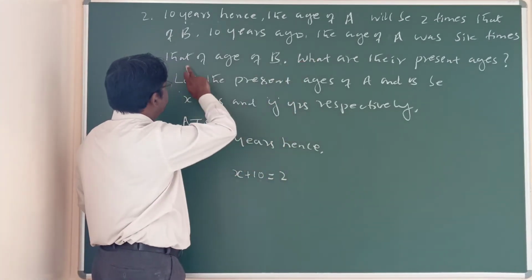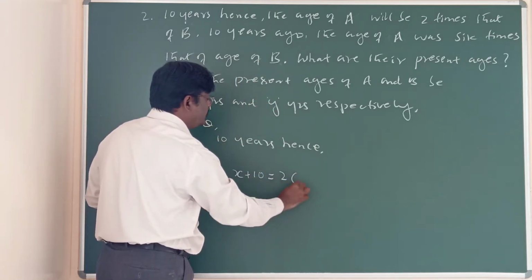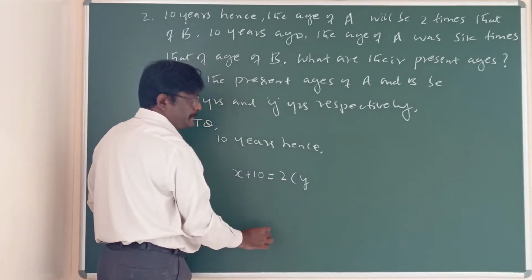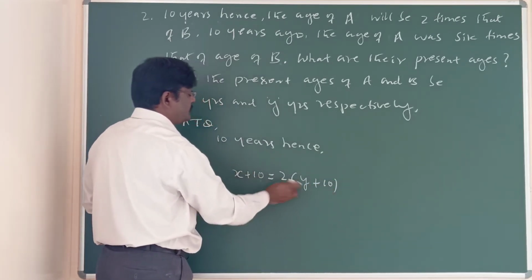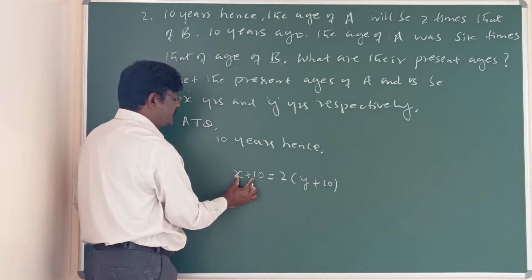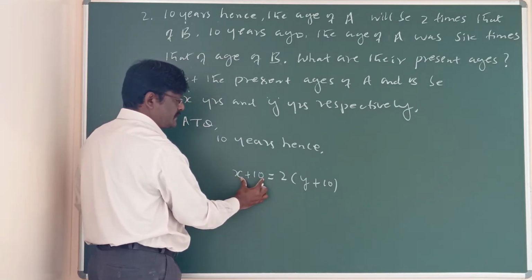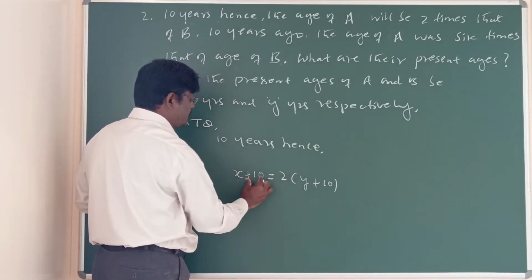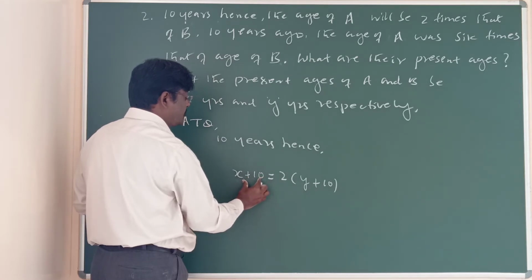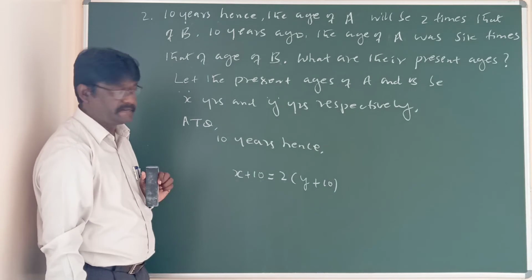Now see that the age of A, that is x plus 10, will be 2 times that of age of B. Now, age of B is y. 10 years hence, y plus 10. So after 10 years, age of A will be x plus 10. At present it is x. After 10 years, the age of B will be y plus 10. Comparing these two, according to the question, this will be 2 times that of this. I hope it is clear.